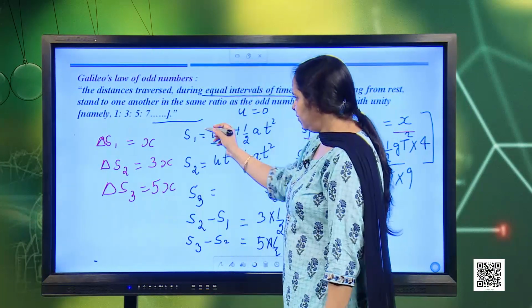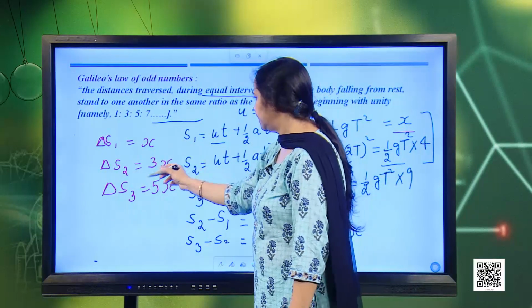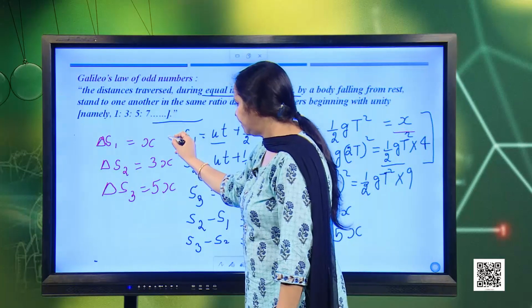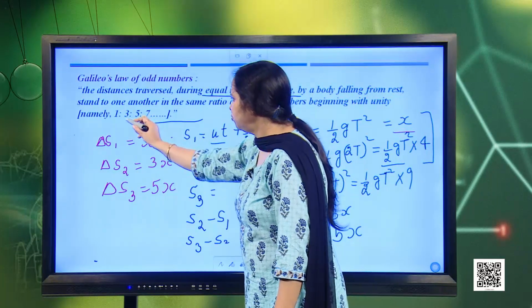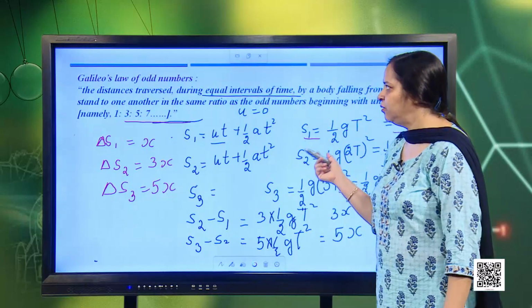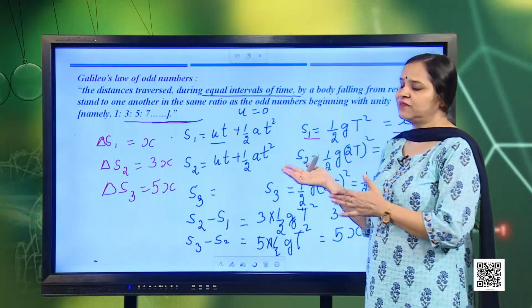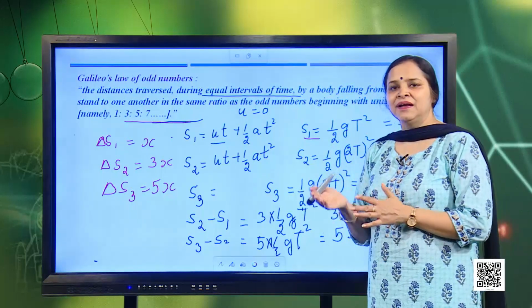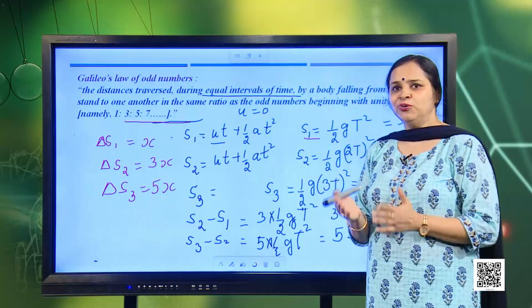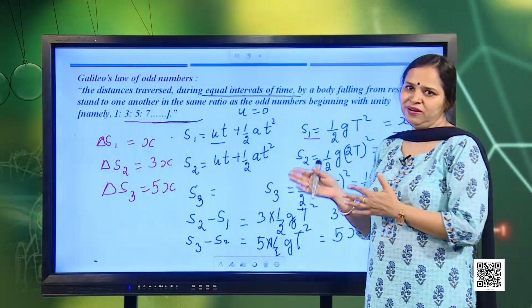So now, if we compare delta S1 ratio delta S2 ratio delta S3, it will be x, it will be 1:3:5 and so on. So this is what the Galileo law of odd number says. This was a law given by Galileo Galilei, and he was the first one who actually gave the quantitative idea of free fall motion.